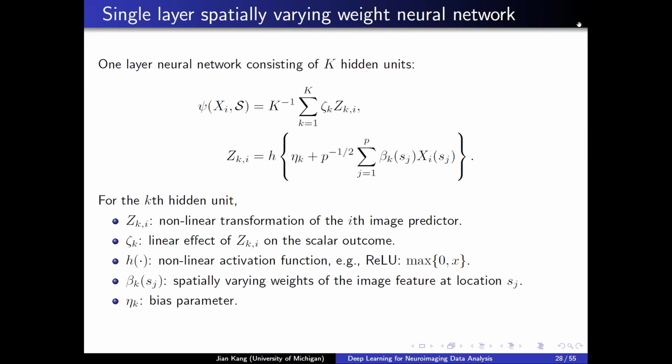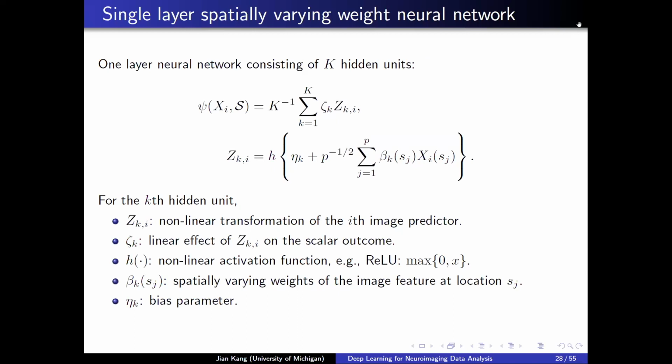of single layer spatially varying neural network. The idea is actually quite simple: you start from the single layer neural network and then take the linear combination of all these imaging predictors observed at those locations. The only difference is that in the regular single layer neural network you don't have this spatial location. Here we add the spatial location, and your weight parameter becomes a spatially varying weight parameter.